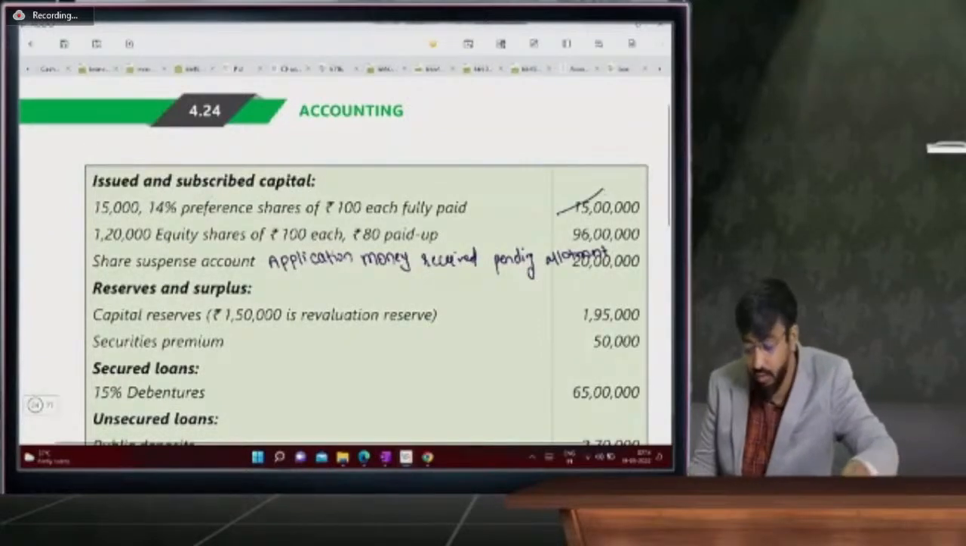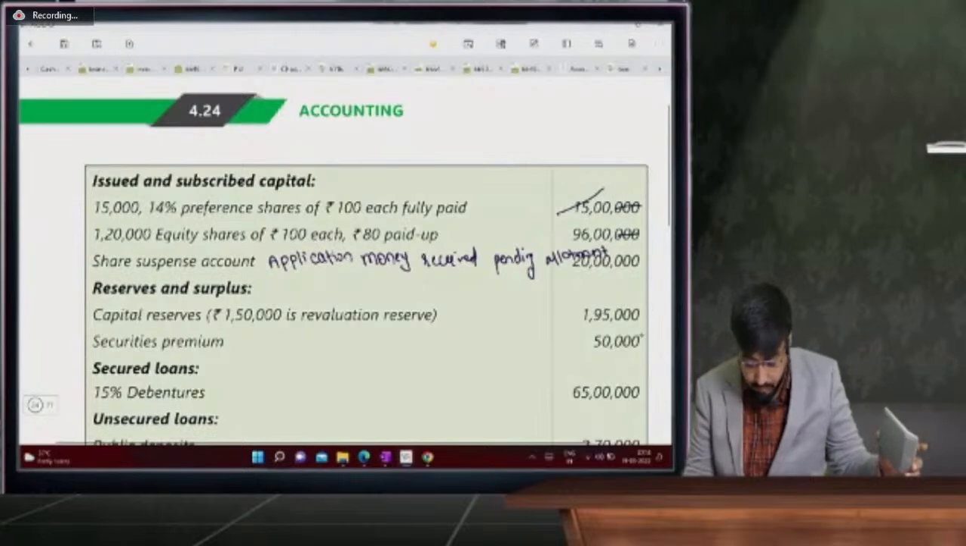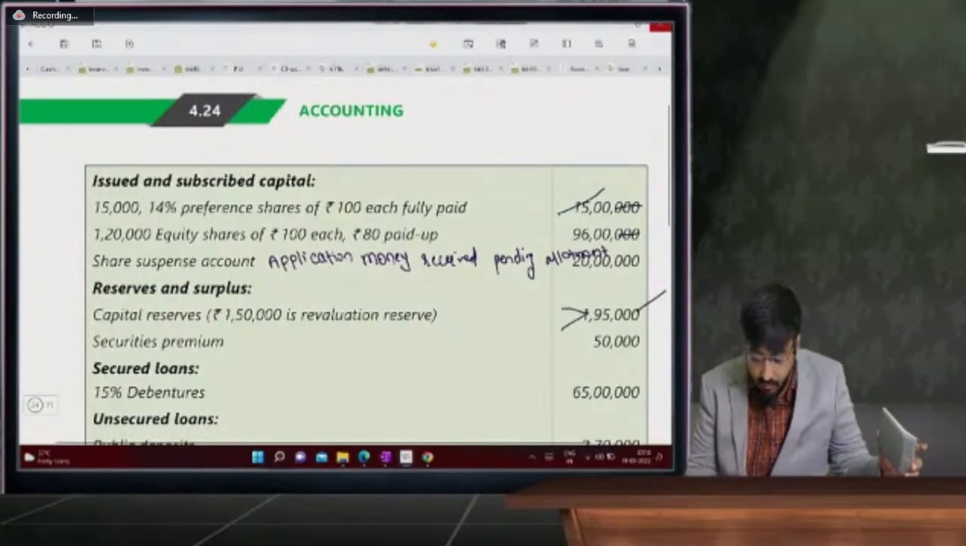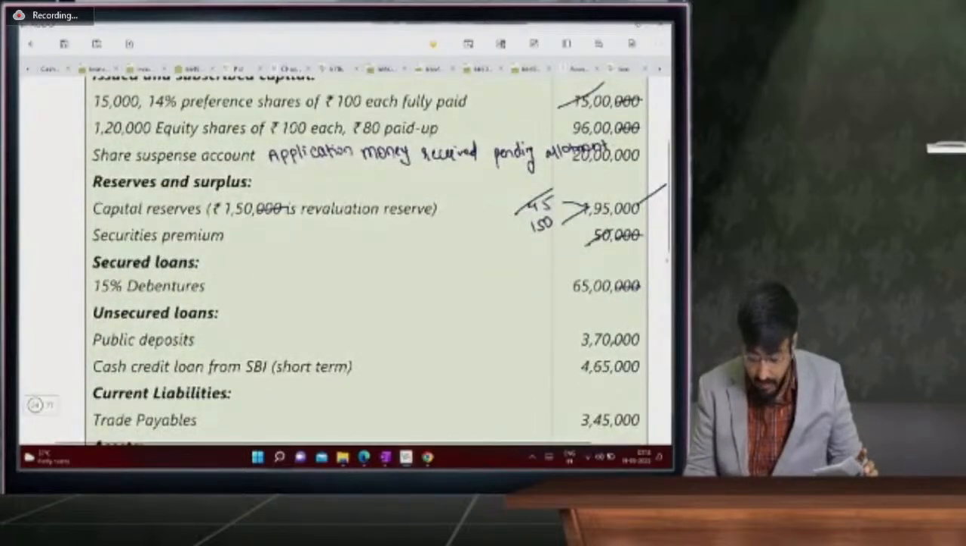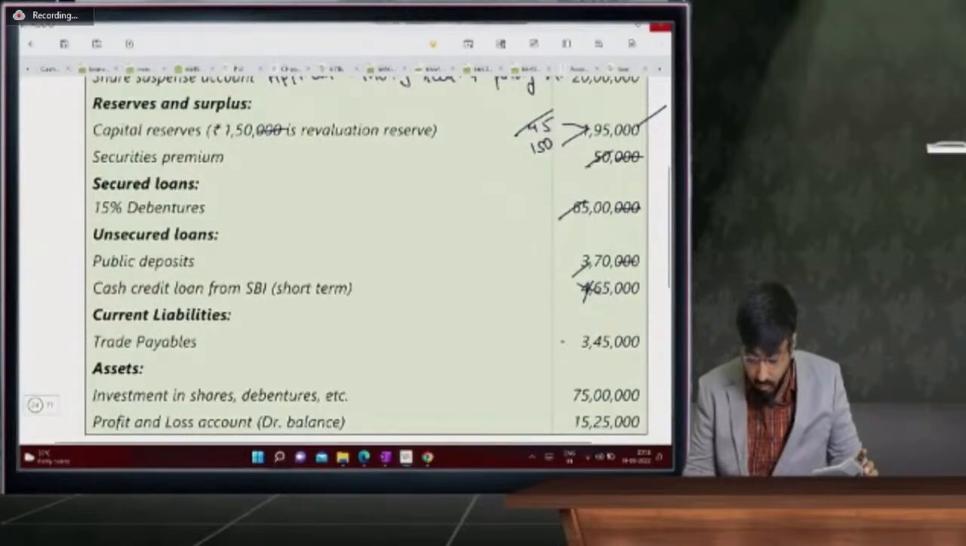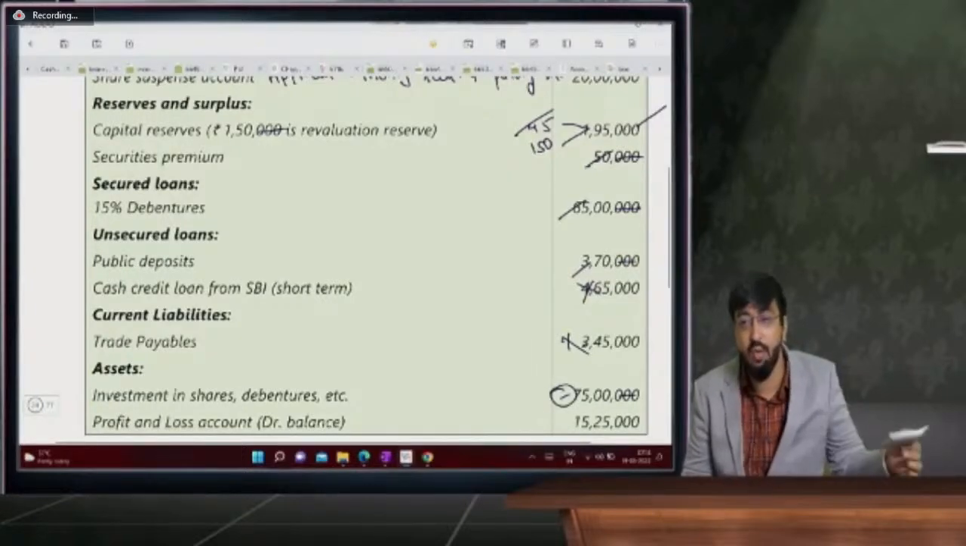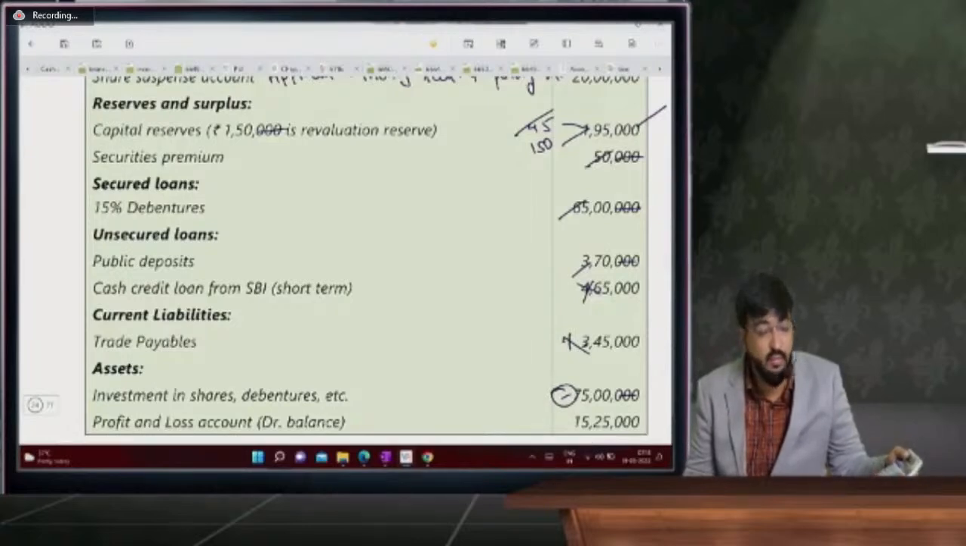So 1500. Take on calci. Don't consider the last three zeros. Capital reserve, don't consider 1,50,000. 195 minus 40, so this is 45. 45 we will consider. 50,000 we will consider. Debentures also we will consider. Public deposits we will consider. This won't be considered. Trade payable, no. Investment: if your company is not an investment company, then only you will deduct it. We will consider it if our company is an investment company. Otherwise, we won't consider it. And this is the minus 1525.